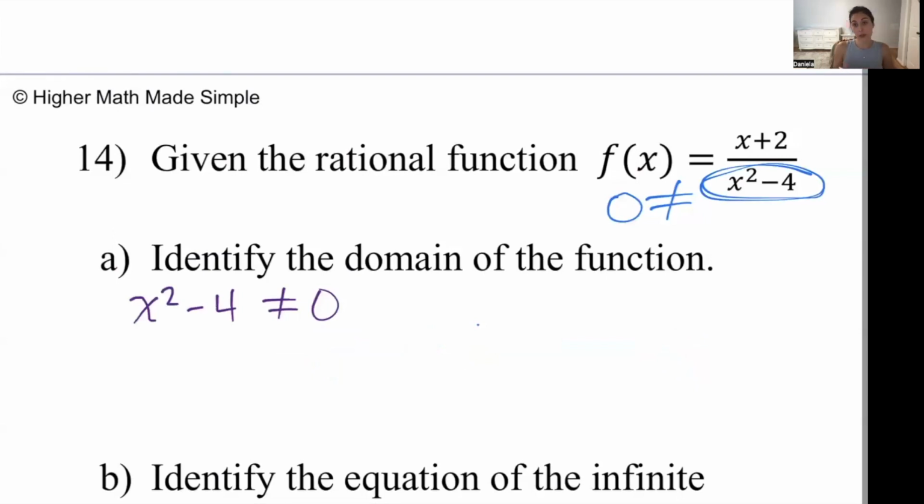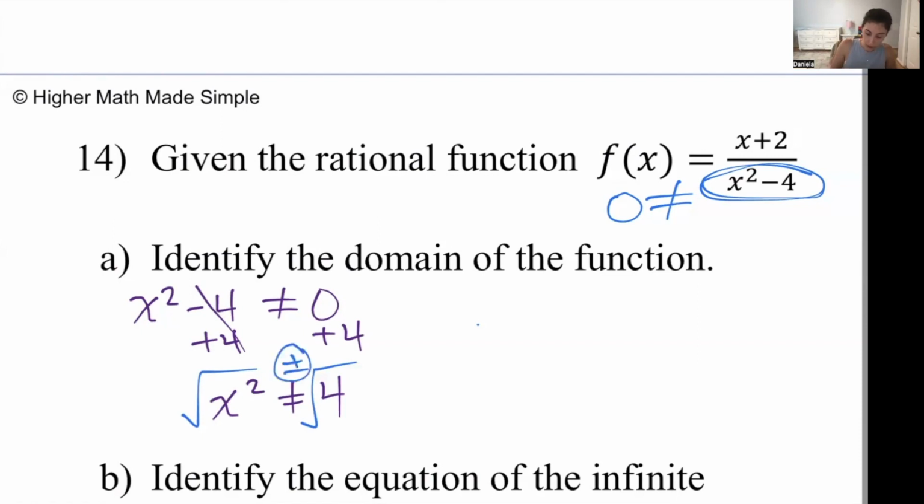Now, if you recognize you can actually factor this using the difference of perfect squares, or in this case, whenever you're missing a middle term, you can absolutely add 4 on both sides and solve using the square root method. Just don't forget, because a lot of people do, whenever you're solving for x and you take the square root, it's always going to be plus or minus. So there's actually two different answers here. Your two answers would be that x cannot be equal to 2 and x cannot be equal to -2. That is the domain of the function.